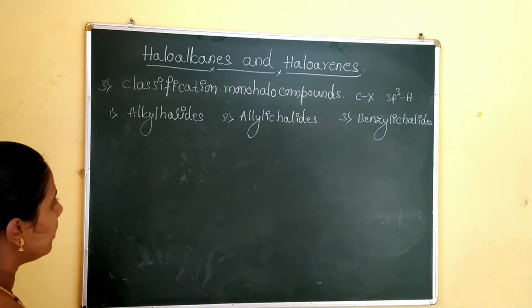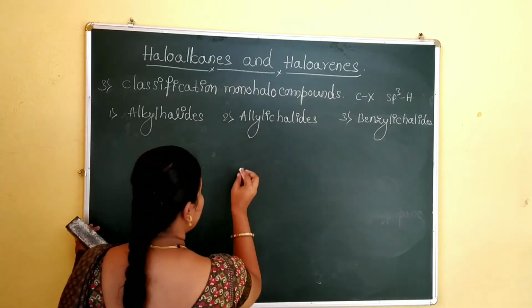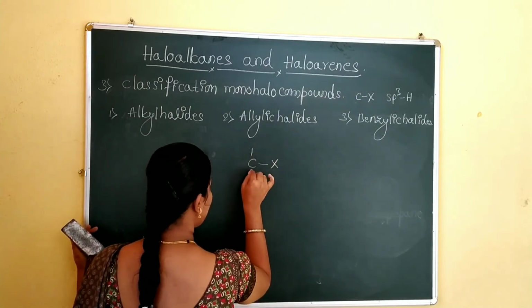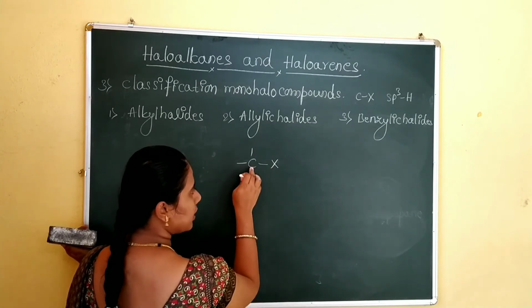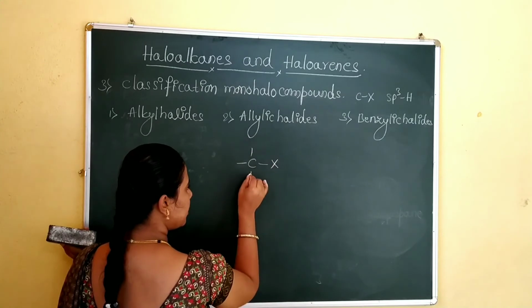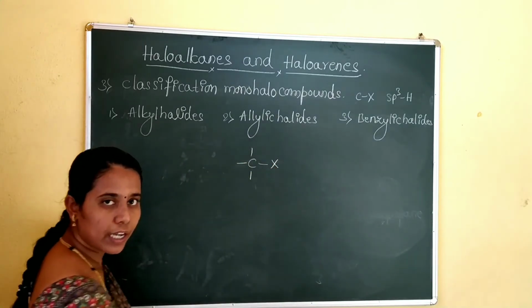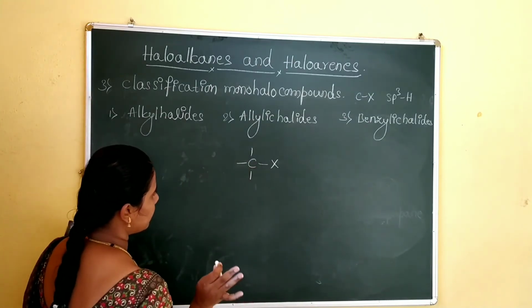What are allylic halides? See here, in this case, halogen atom is attached to the sp3 hybridized carbon atom. sp3 means it contains 4 single bonds. Then the carbon atom is said to be sp3 hybridized.